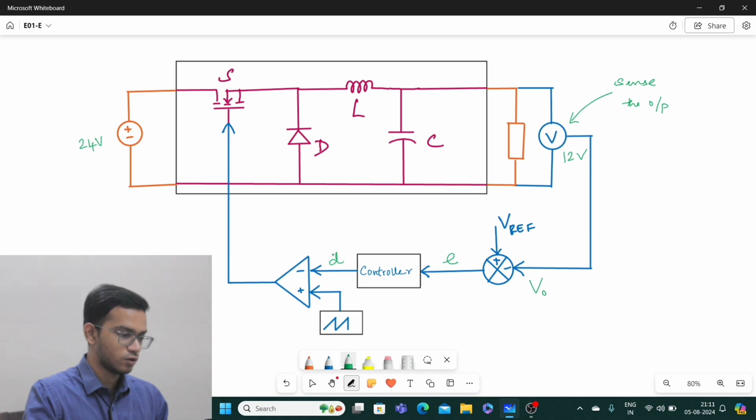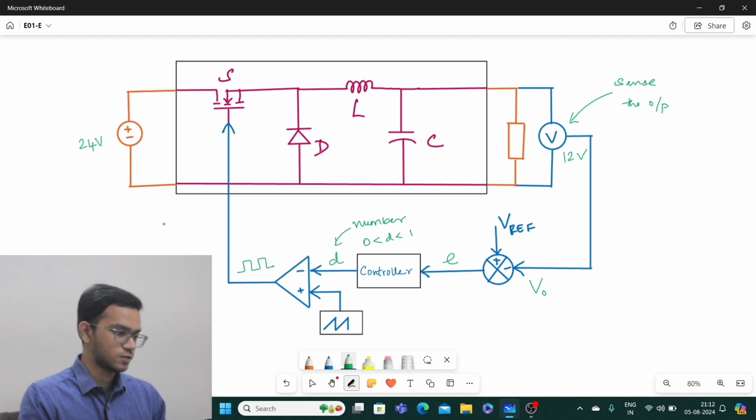Now this duty ratio will essentially be a number which will vary between 0 and 1 in ideal conditions. Then we produce a sawtooth waveform which varies between 0 and 1, and we compare this duty ratio with the sawtooth waveform with another comparator, and then we produce the PWM here. This PWM will go and operate the switch. This is the overall explanation. And now let us go into a deeper explanation.